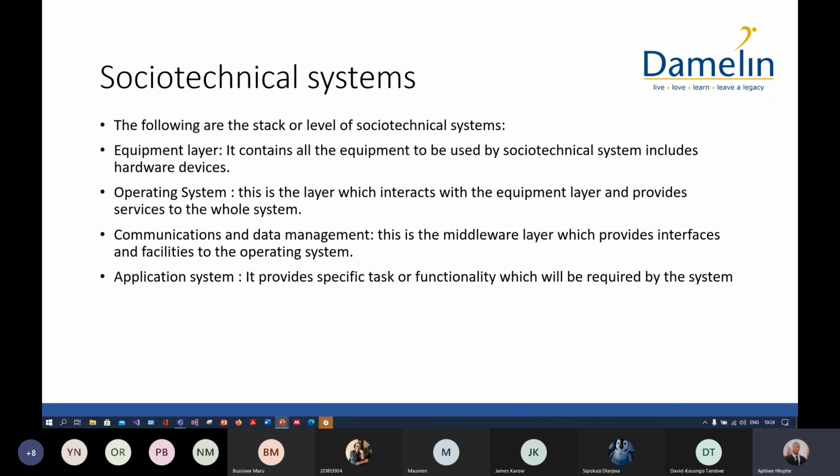In terms of communication and data, we want the latest or the most professional methods of initiating communication or sending data or sending messages. And they mentioned that this is the middleware layer, which provides interfaces and facilities to send to the operating system. So when they say middleware layer, they're talking about the fact that the system must be able to communicate also internally with itself on different platforms using a layered architecture. And also application systems, which provide specific tasks or functionality required by the system.